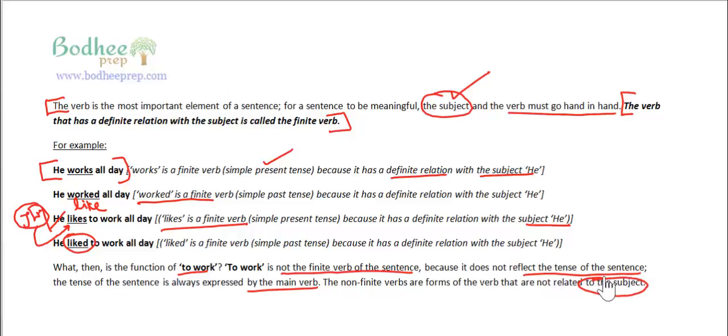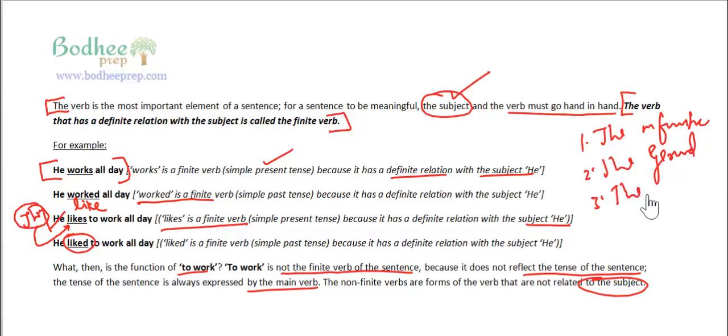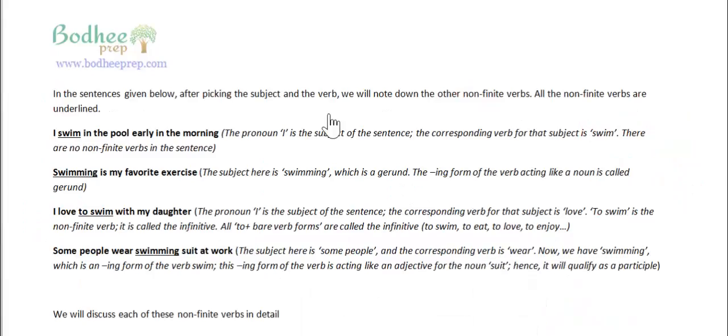And what are the different forms of non-finite verb? We have the infinitive, right? We have the infinitive, we have the gerund, and we have the participle. In this particular video, we'll go ahead and discuss the infinitive. But before we go ahead, we will take a few examples, right? In the sentences given below, after picking the subject and the verb, we will note down the other non-finite verbs. All the non-finite verbs are underlined here, right?